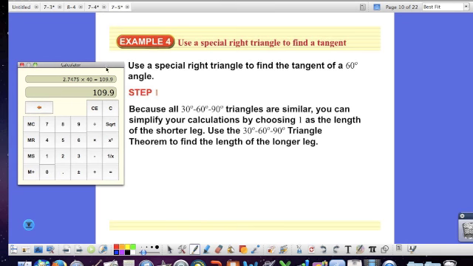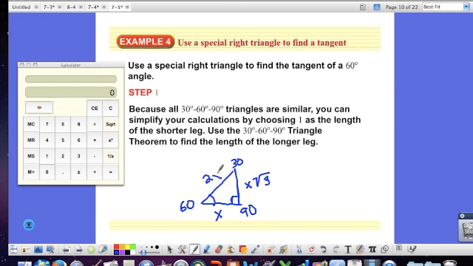Now we're going to use a special right triangle to find the tangent of a 60-degree angle. Because all 30, 60, 90-degree triangles are similar, you can simplify your calculations by just choosing one as the length. We're finding the tangent of 60, and every time we need to find the tangent of 60, it's going to be the same number. So x is across from 30, x radical 3 across from 60. 2x is across from 90.